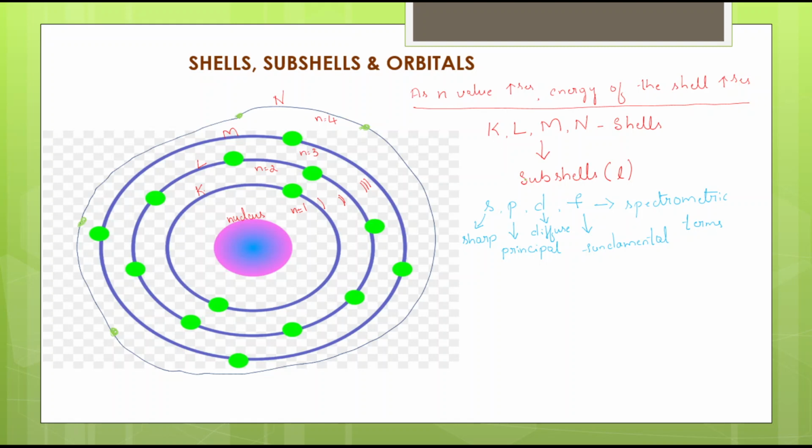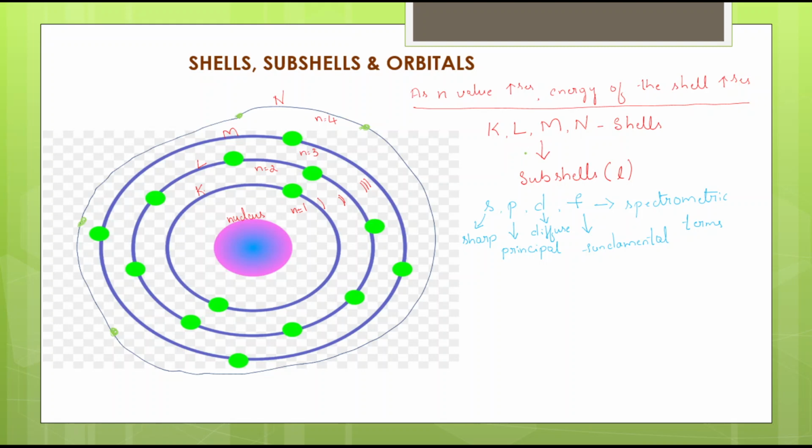So the K shell consists of how many subshells? L consists of how many subshells? M consists of how many subshells? N consists of how many subshells? We are going to check now. As I said, as the main shell changes, the subshell number is also varying.